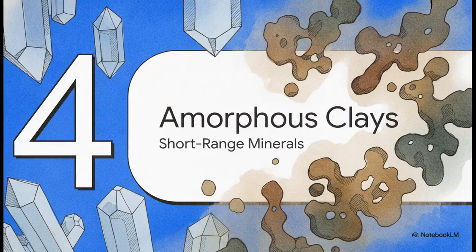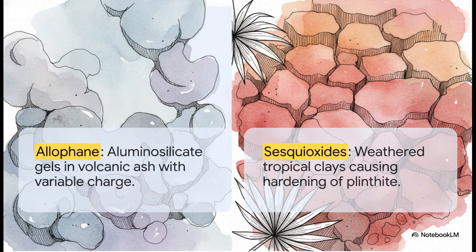Section 4. Amorphous and sesquioxide clays. Moving beyond those beautifully ordered crystals, let's contrast them with short-range minerals. These completely lack a strict, ordered three-dimensional structure. Let's compare two key types of amorphous minerals. On one side, we have allophane. These are amorphous aluminosilicate gels, mostly found in soils developed from volcanic ash, where there simply hasn't been the time or condition for good crystal formation.